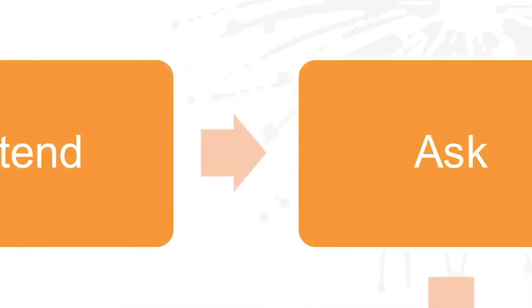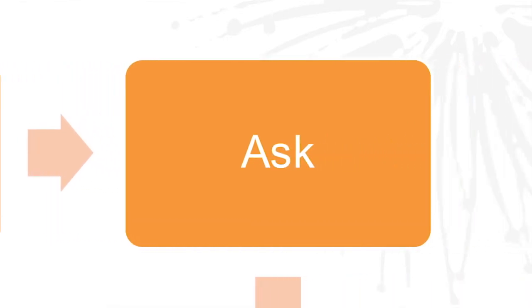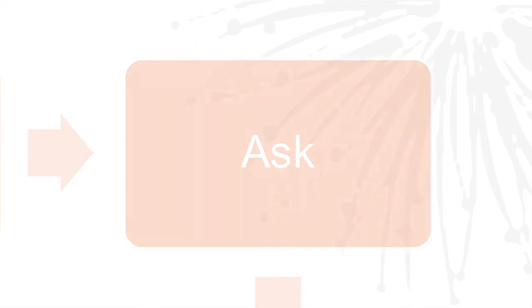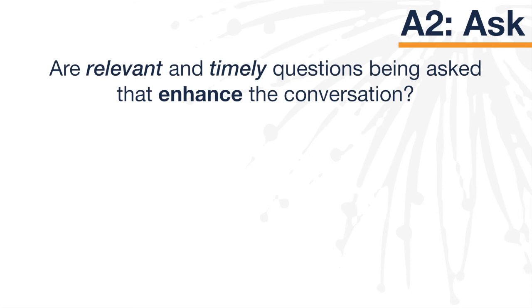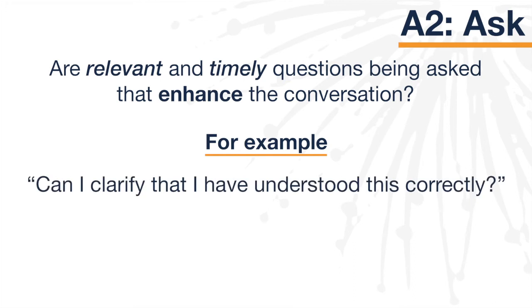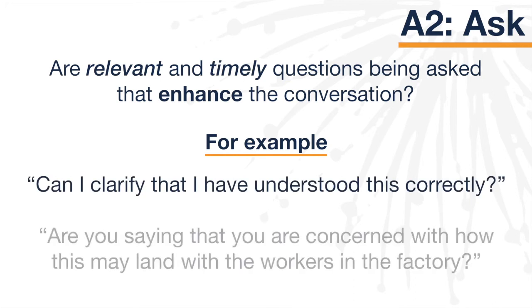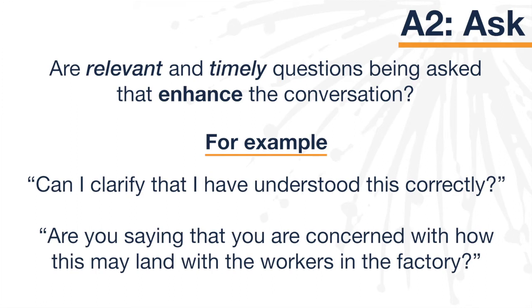The next indicator that there is active listening occurring is demonstrated through the asking of questions to clarify information. These questions need to be both relevant and timely to be effective, taking into consideration context and not interrupting the other speaker. Some example questions to help clarify your understanding might include, "Can I clarify that I've understood this correctly?" Or, "Are you saying that you're concerned with how this may land with the workers in the factory?"